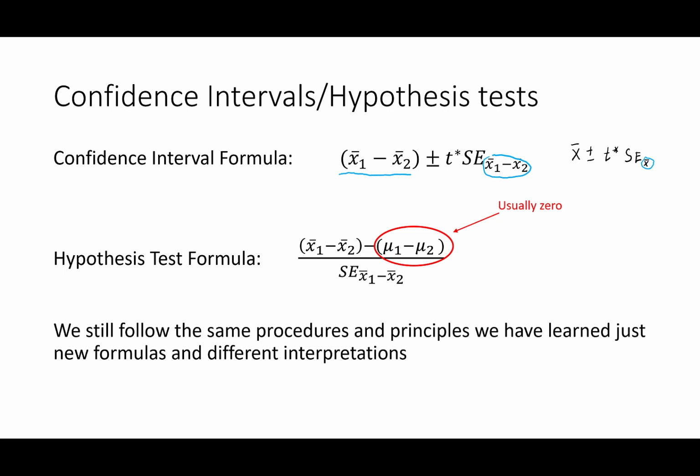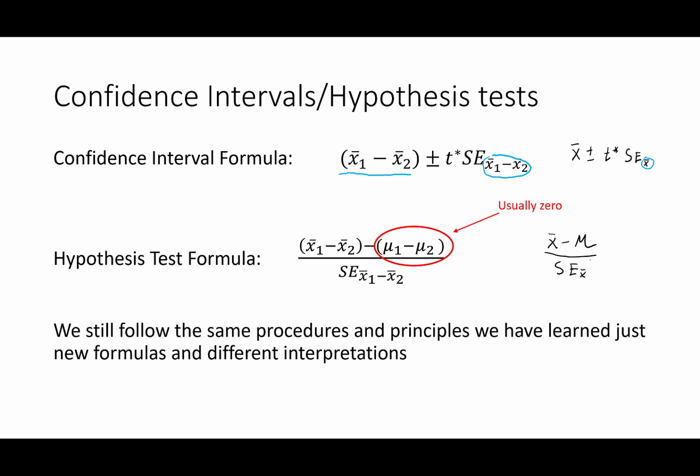For a hypothesis test, again, it works the same exact way. We look at a sample mean. We see how different it is from a population mean, some assumed value, in terms of standard errors. So you can see the format is essentially exactly the same. Instead of a single mean, we're looking at the difference between two means.